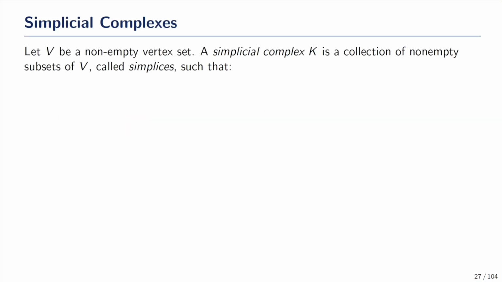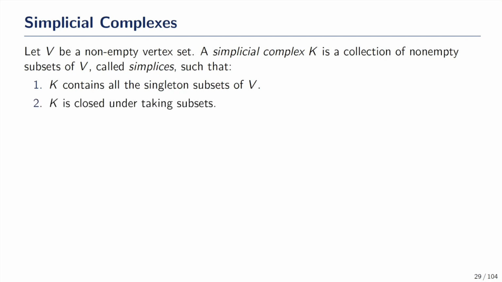Okay. So what's a simplicial complex? You start with some vertex set, exactly like a graph. You just have a bunch of vertices. But then to define more than just edges, you're going to have a collection of non-empty subsets of V called simplices. And these must respect some conditions. First, you contain all the singleton subsets of V. So these will be the nodes, right? If you just have a singleton subset, that's a node. But then you also have this restriction that this collection must be closed under taking subsets.